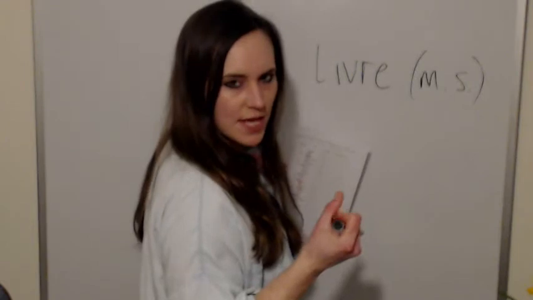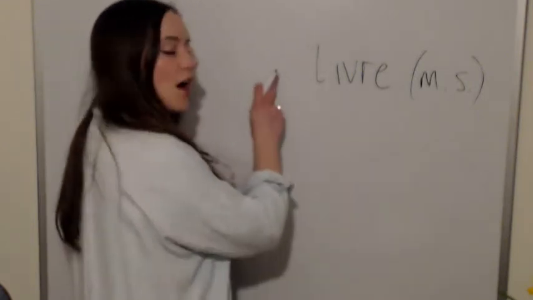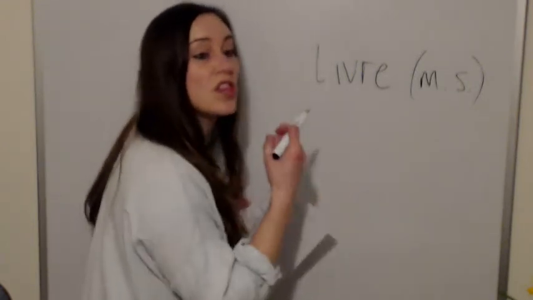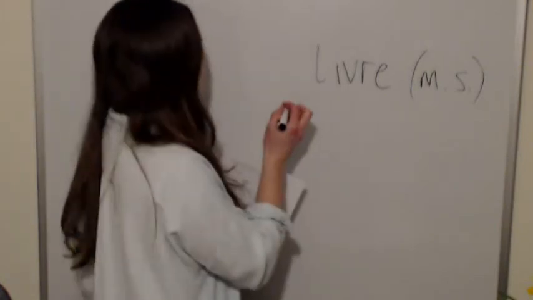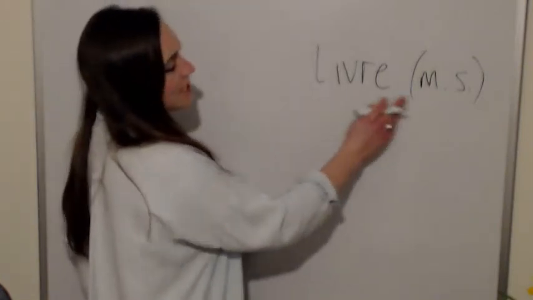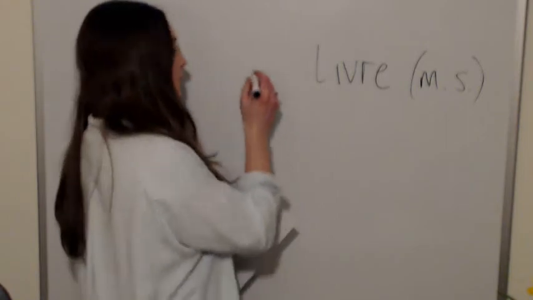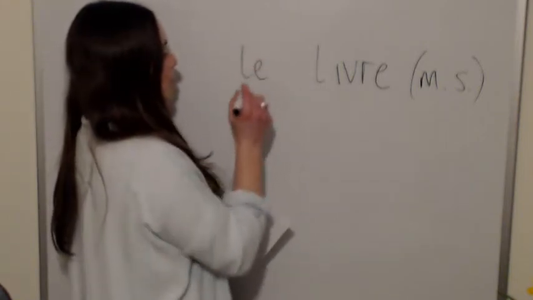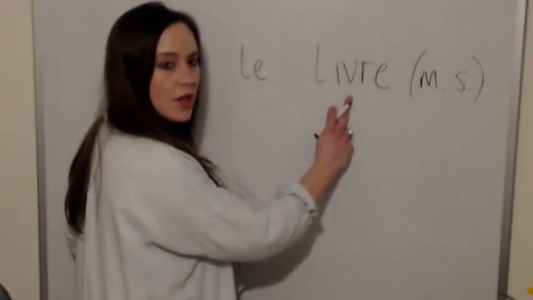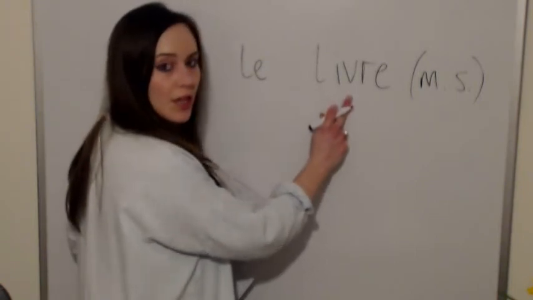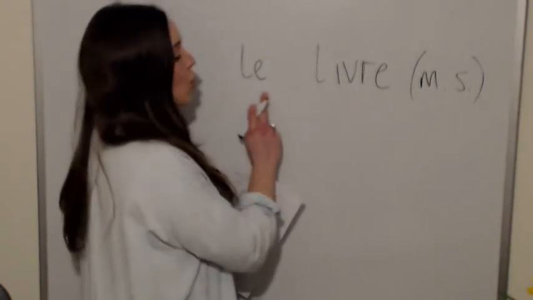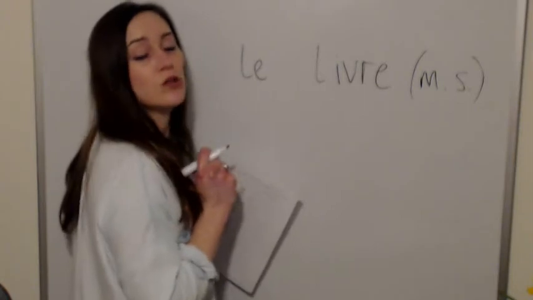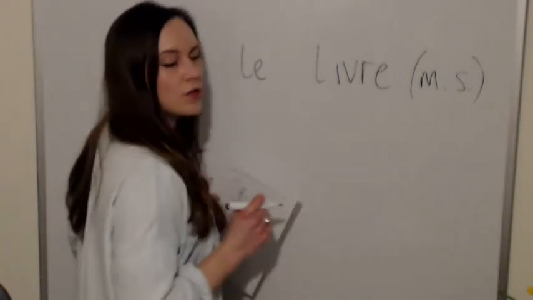What's the relevance of that? Well, the relevance is that the article that comes before it, the word for the definite article, needs to be masculine and singular. So we need le livre, the book, le livre, R at the end, le livre.